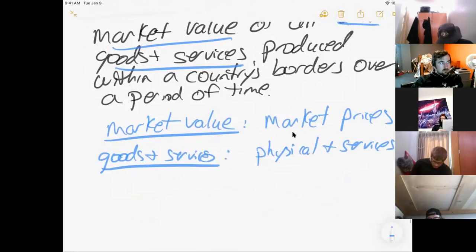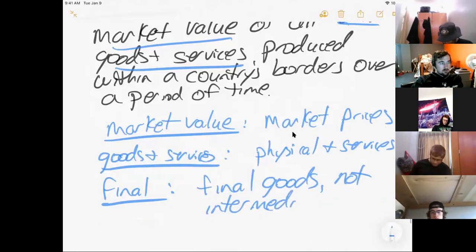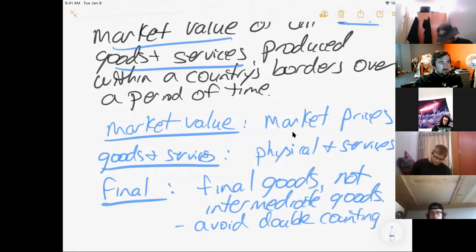Final. We only want to include final goods, not intermediate goods. Why? We want to avoid double counting. In other words, we want to avoid counting things twice.